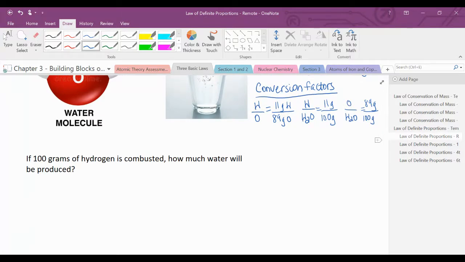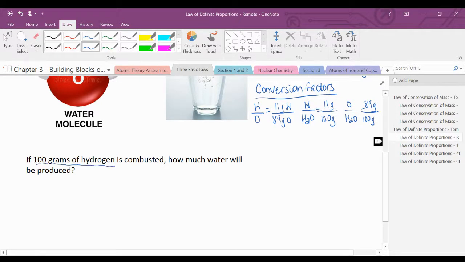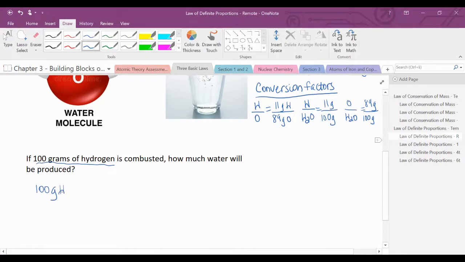So I have 100 grams of hydrogen and it's combusted. So combusted is just a type of chemical reaction. It's really when it reacts with oxygen, so we're burning something. And I want to know how much water can be produced. So we've used dimensional analysis before. We know we're going to start with the number and the given in our problem. So we're going to start off with this 100 grams of hydrogen.